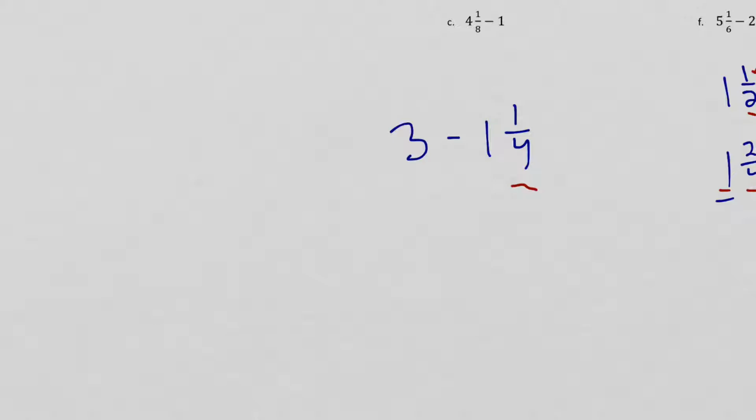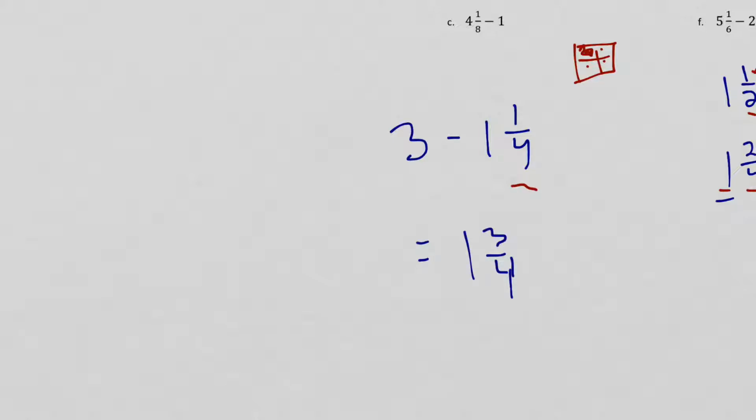I'm at 1 1/4. How many quarters do I need to increase this by to get up to 2? All right, well, if I'm at 1/4, I need to increase it by 3/4 to get up to the whole number 2. And then to get from the whole number 2 up to the whole number 3, I would have to add 1 more. So what our result ends up being is 1 3/4.